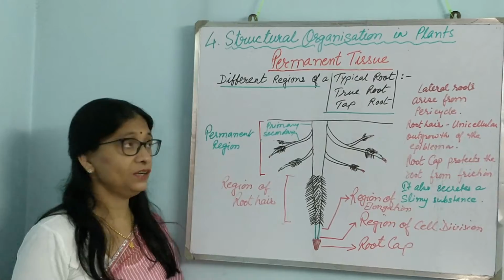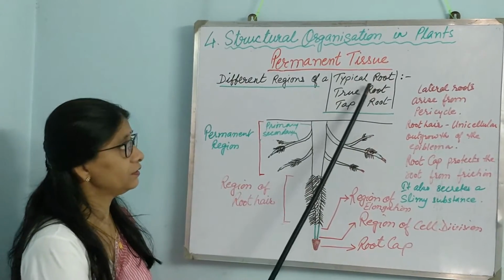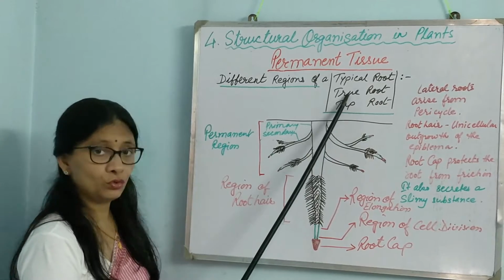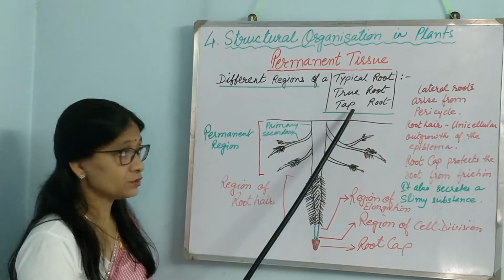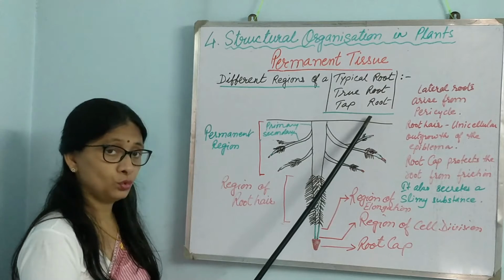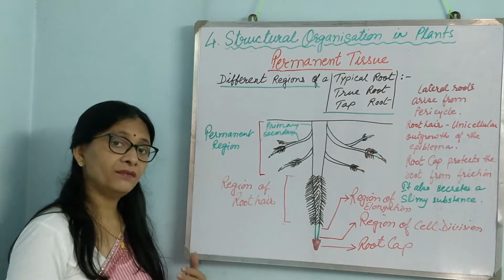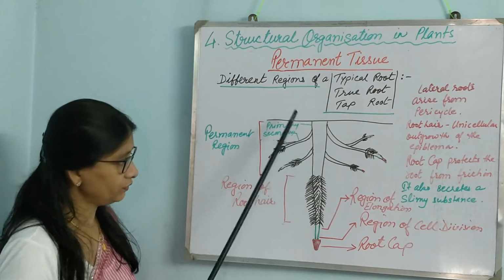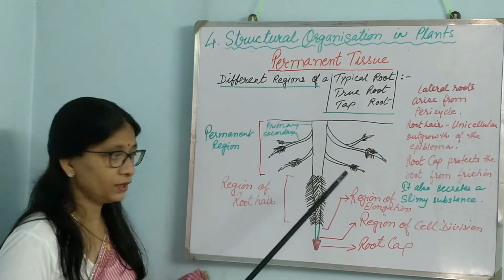Now we shall see different parts of a typical root. Typical root, which is also known as true root and also tap root. This root arises from the radicle of the embryo. Now, a typical root consists of the following parts. Let us see what they are.